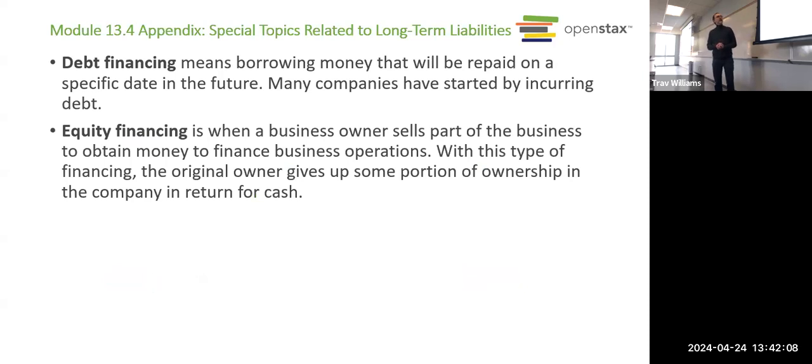So you might remember what I told you on Monday. I'm pretty sure I talked about this. Why do corporations tend to use both debt financing, like loans and bonds, and equity financing, like issuing stock? Why do they use both?